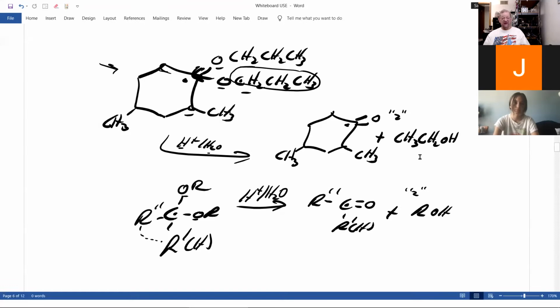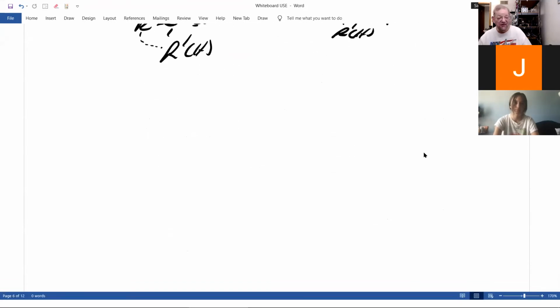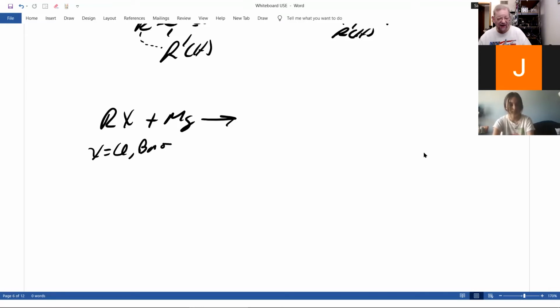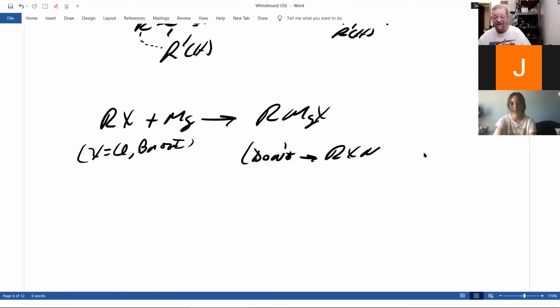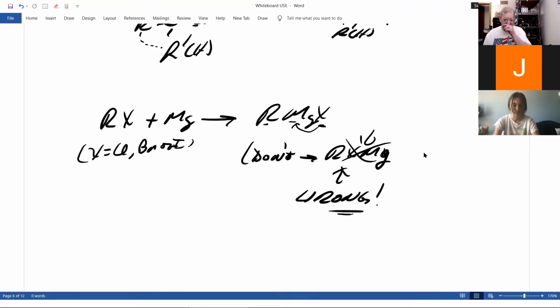All right, let's move on to an easy one. And the easy one is the following. Most students get this correct, but I thought I'd still run it by. Alkyl halide, where X stands for chlorine, bromine, or iodine, and magnesium, and you get the Grignard. Do not write like this. This is wrong. The magnesium is bonded to carbon and the halogen is bonded to magnesium. Not like this. Wrong. All right.